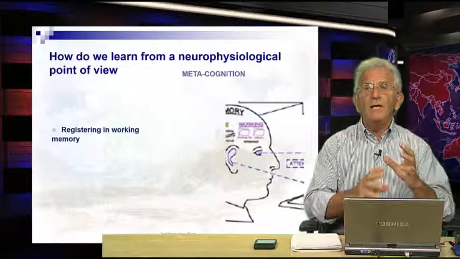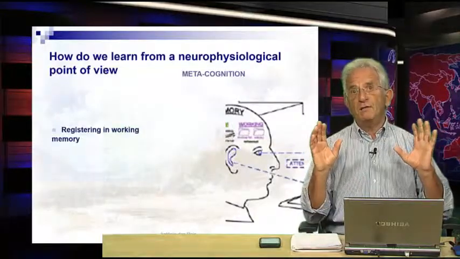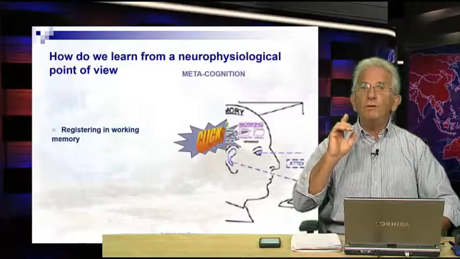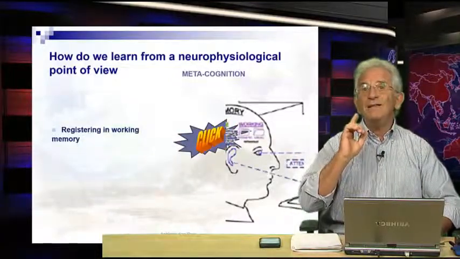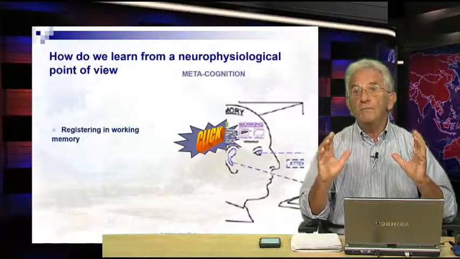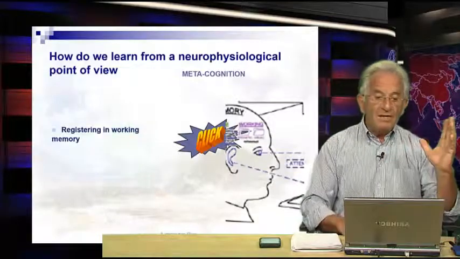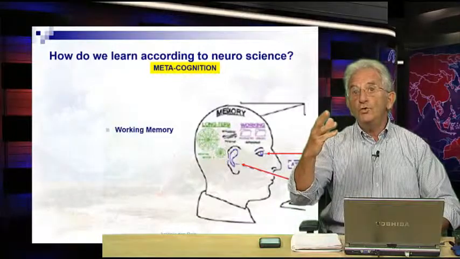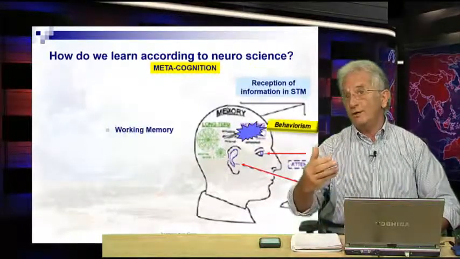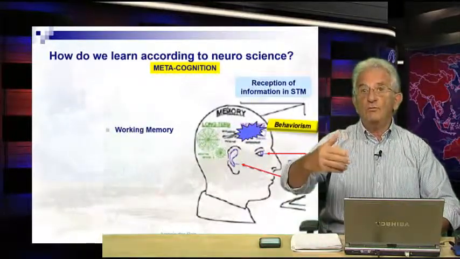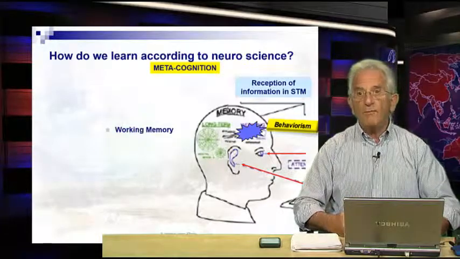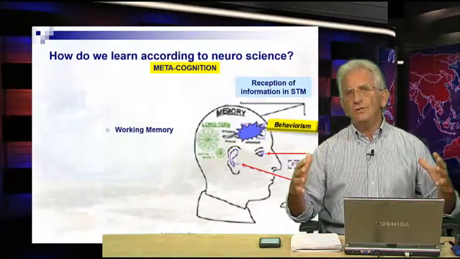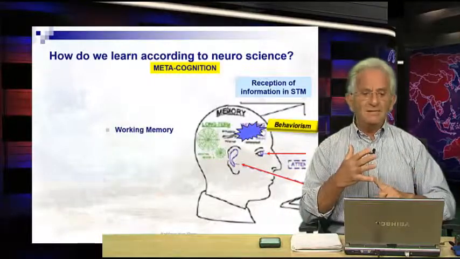It's a process that we are registering in the working memory. Like a video is running in front of us, and when a click appears, we start recording. And from this recording, after a certain period, we say this is not important and we erase it, or this is important and we register it. This is a behaviorism action.